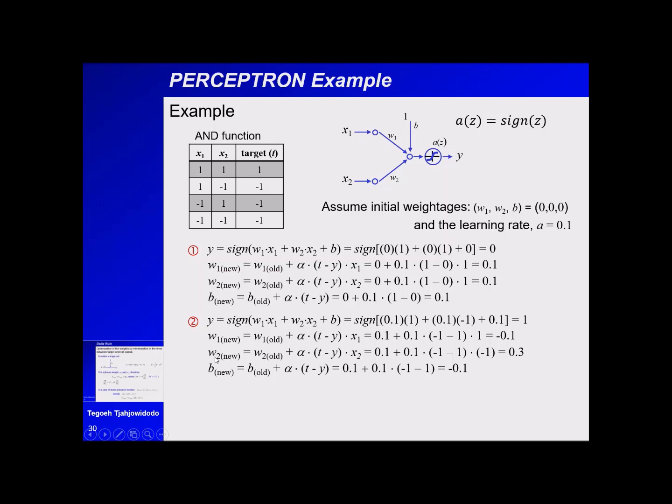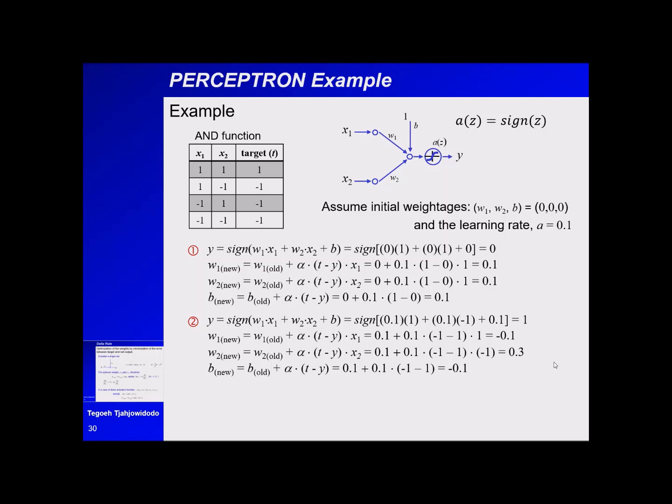I do it again for W2 with the current W2 0.1 and the input -1 for X2 here, I will get 0.3. I do it also for B, the bias, and then the updated bias is equal to -0.1. There is still an error, as you can see here. The target is -1, the current output is 1, so I continue to update it.